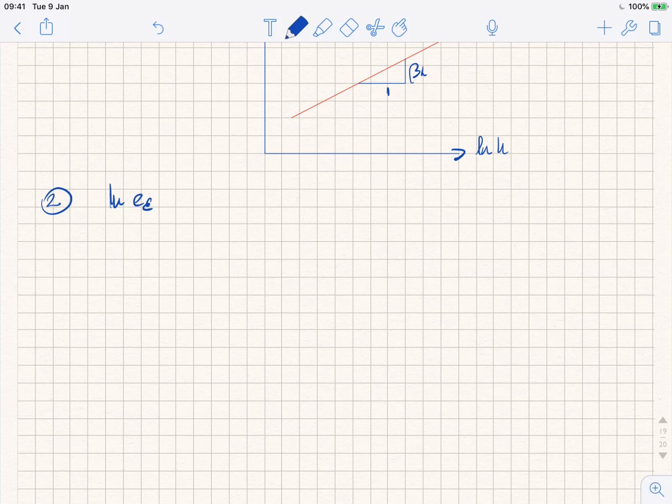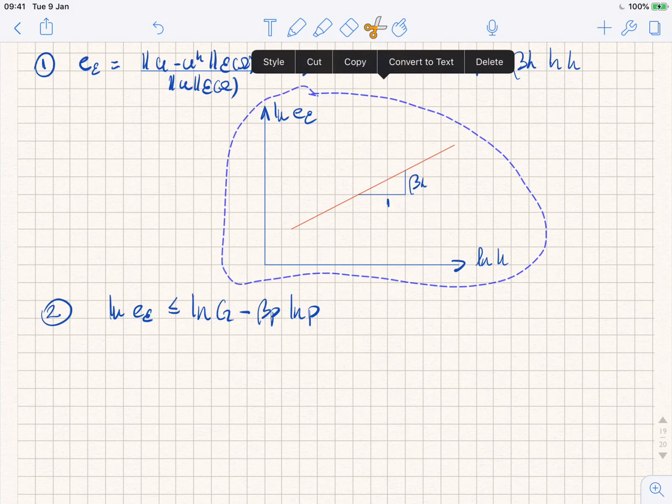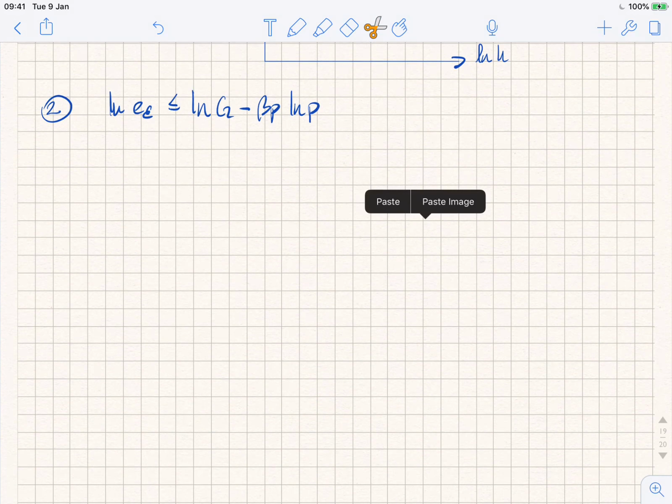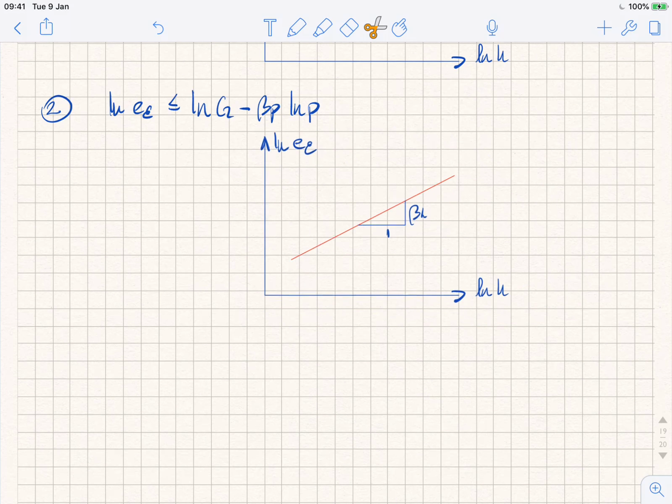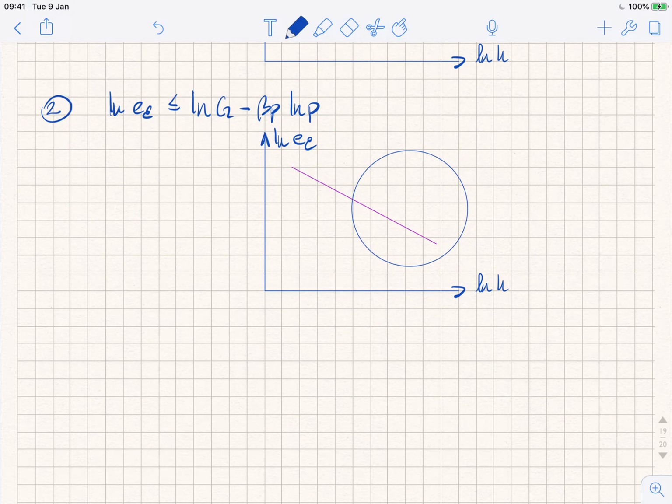But I'm going to go really quick on this. So what you would expect is that if you do the same, you get something that looks like that. Why a circle? So now this guy here is your beta p.